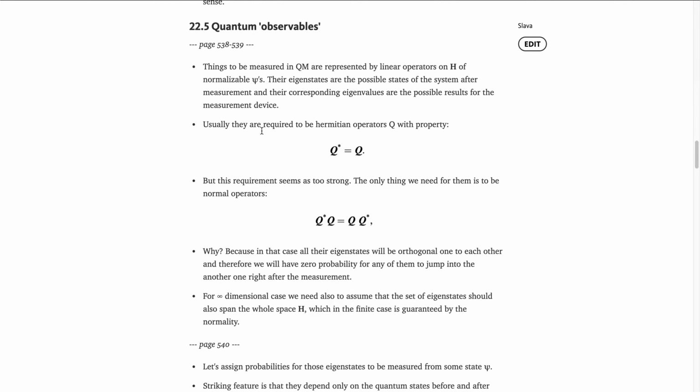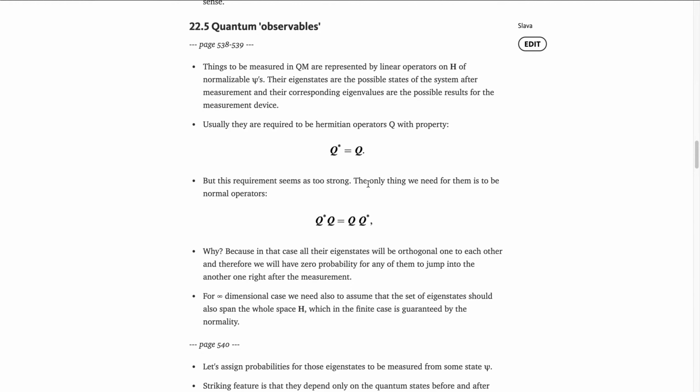And usually we require those to be Hermitian operators, Q, with the property that its Hermitian conjugate equals Q. So Q star here is just Q transposed and complex conjugated. But Penrose thinks that this requirement seems too strong, so basically he wants to say that we probably should allow the eigenvalues to be complex also, not only the real ones.